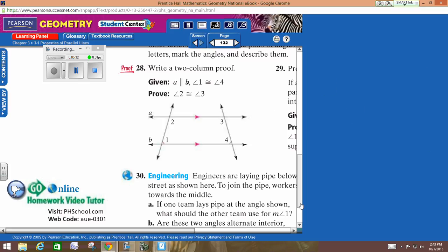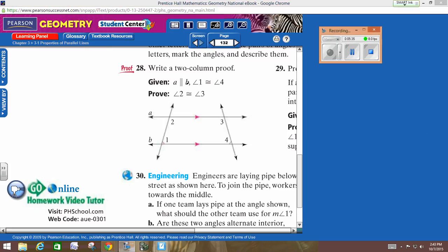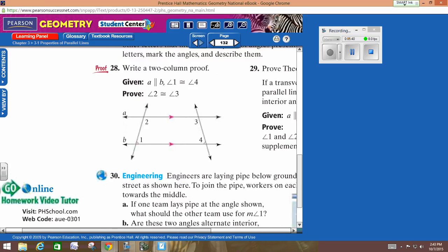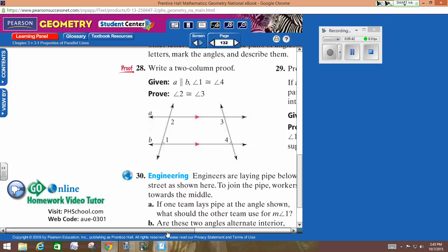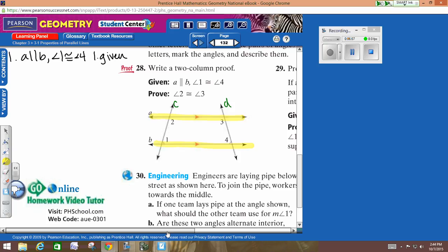Okay, 28. Given A is parallel to B and 1 is congruent to 4, we're going to prove that 2 and 3 are congruent. So A parallel to B, comma, angle 1 is congruent to angle 4. Given. Okay. There are 4 lines here. You have to be careful. Only A and B are parallel. So then I have 2 transversals. We can call this transversal C and this one transversal D.